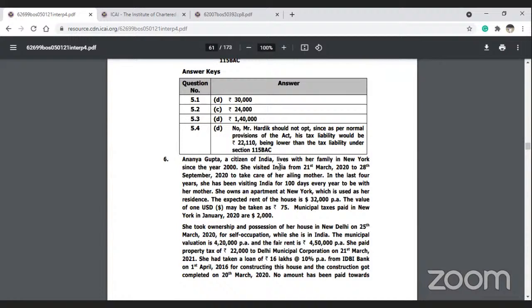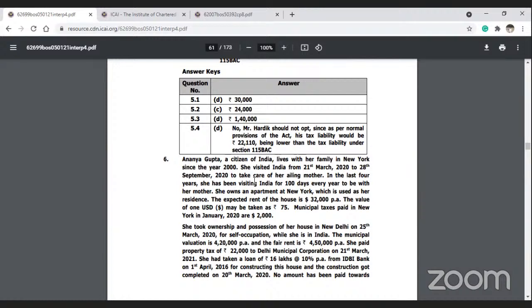Okay, so she visited India from 21st March to 28th September, sorry, 21st March to 28th September, no? Yes. 30 days April, 31 days May, 30 days June, 31 days in July and August, and 28 days in September. That comes to 181 days. She is less than 182 days, not fulfilling the first basic condition. So we'll check for the second basic condition.